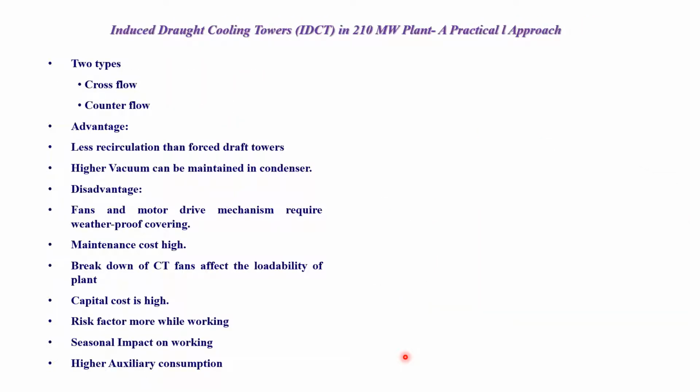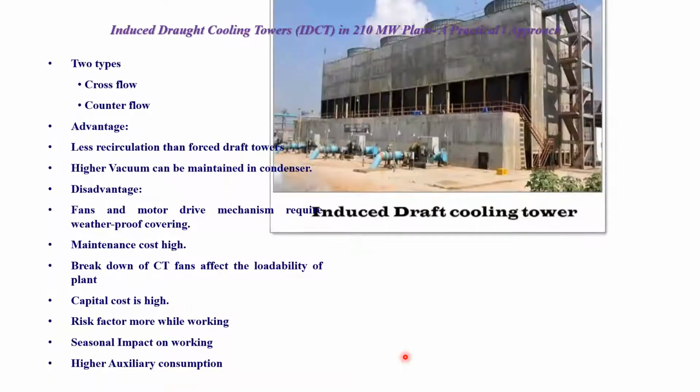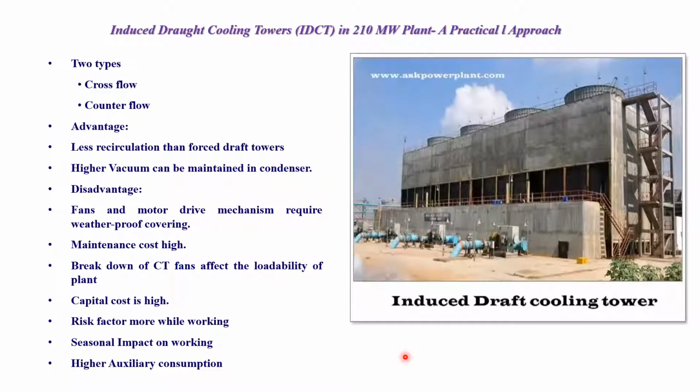What are the works that were carried out? Then we saw this cross type, counter type. This is the counter type flow cooling tower, IDCT. We worked on it. I had done a lot of work here in this city, fans and cooling towers maintenance works. So various works were carried out. Advantages and disadvantages, that also we discussed.